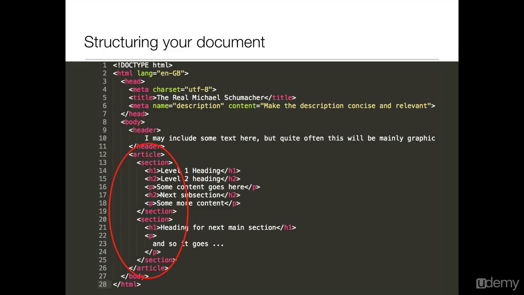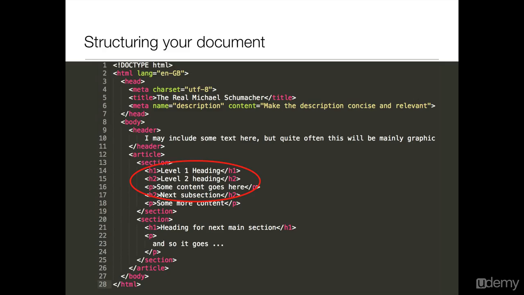We've identified the next part of the document as an article, and in that article I've split it up into sections, and within a section I may have a level 1 heading, a level 2 heading, and some content, followed by a level 2 heading and some more content, and I might have other nested headings. So that's provided a high-level compartmentalization of my document into blocks, and those have some semantic meaning.